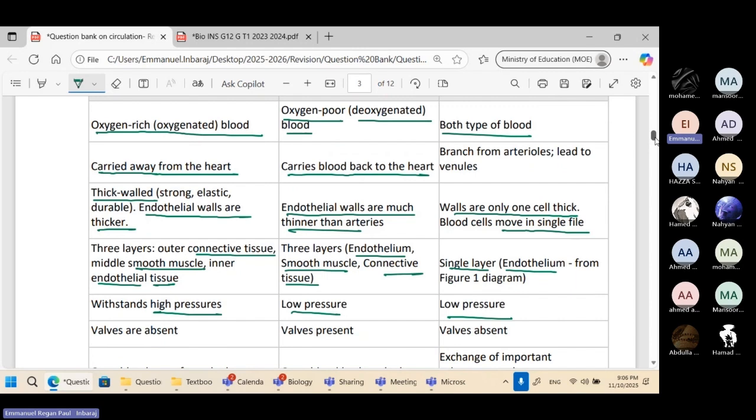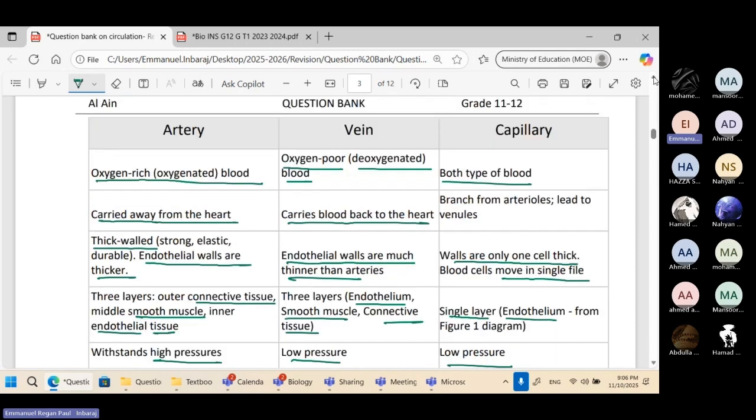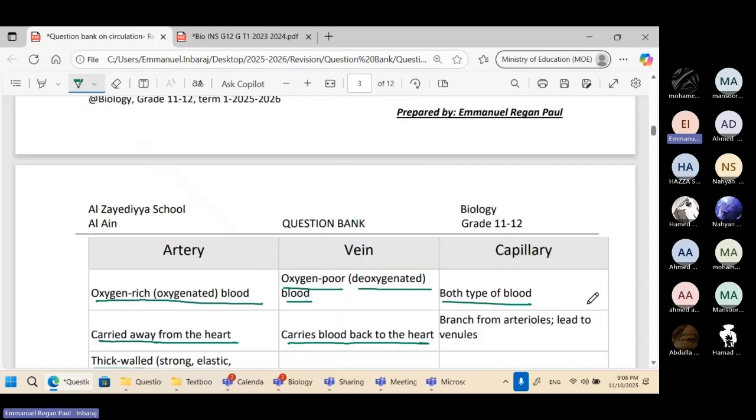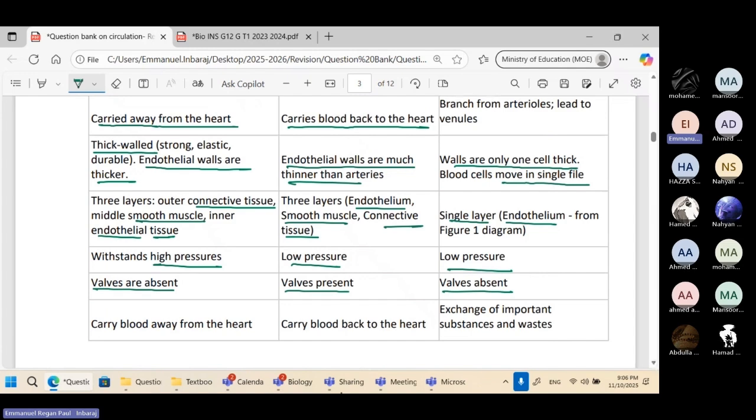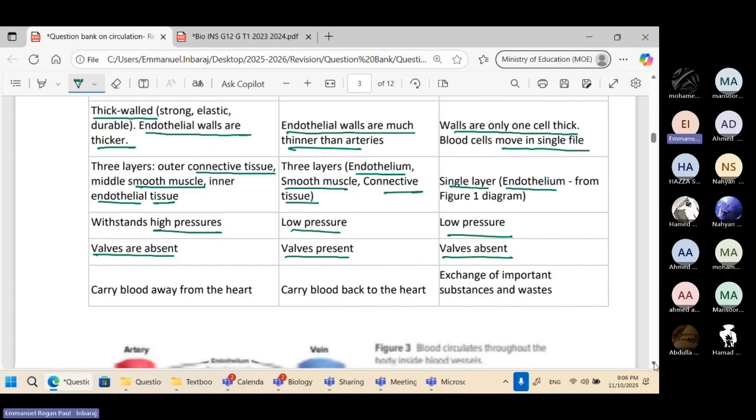Okay, here comes the very important point. Valves. Valves are absent in arteries. Valves are present in veins. And valves are absent in capillary. This is very important because there is a question. I'm going to show you the question. The vein will have valves, so you should understand that veins will have valves. Now let's go down.